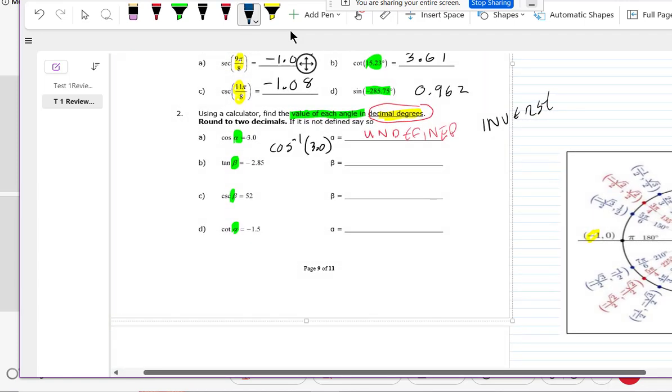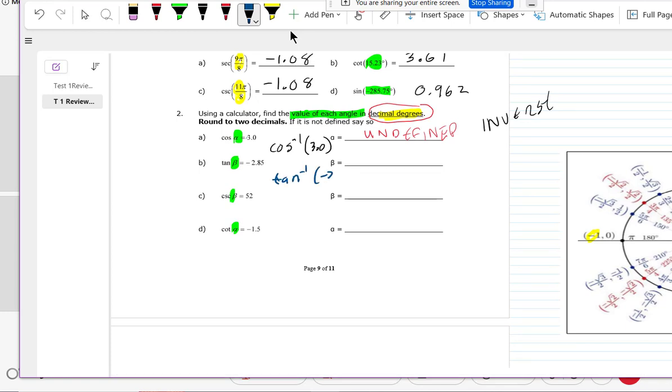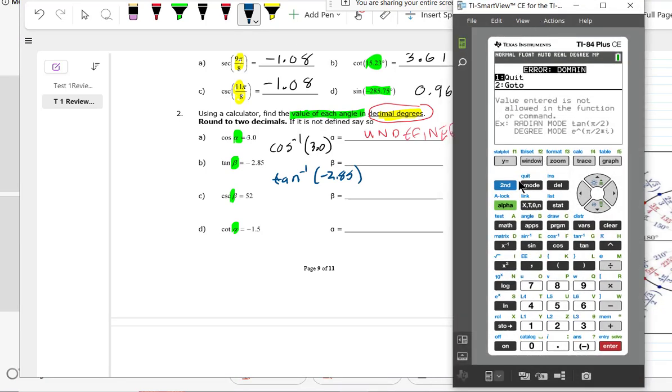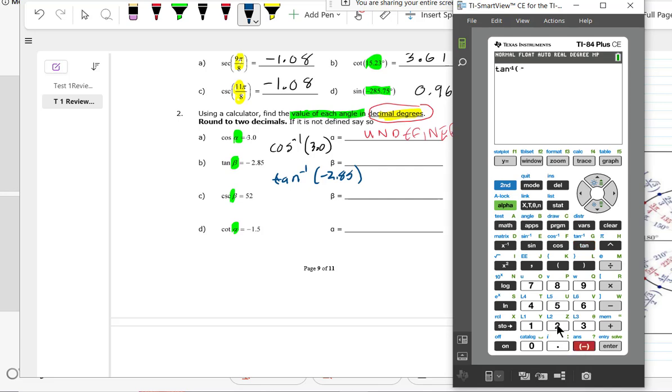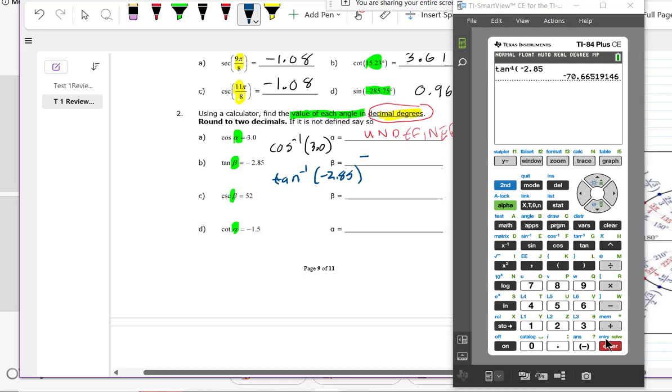Okay, next one. You just do inverse tangent of negative 2.85. Again, make sure you're in degree mode. This one will go second tangent, and then negative 2.85, and that will give negative 70.67 degrees. You want to make sure you put the degree symbol on there. Okay, so that's how you do that.